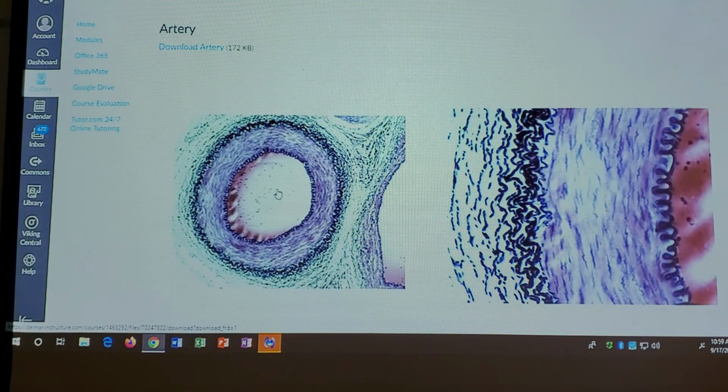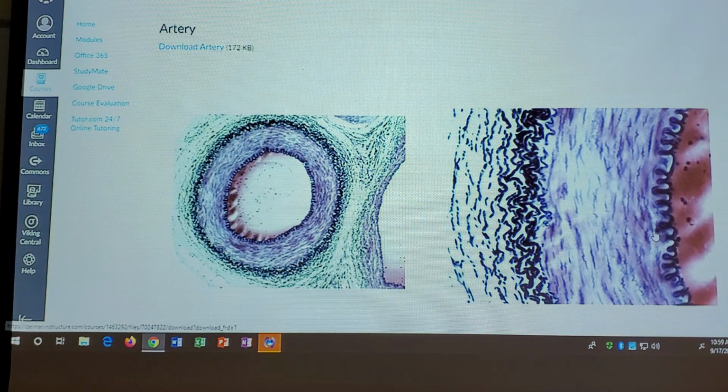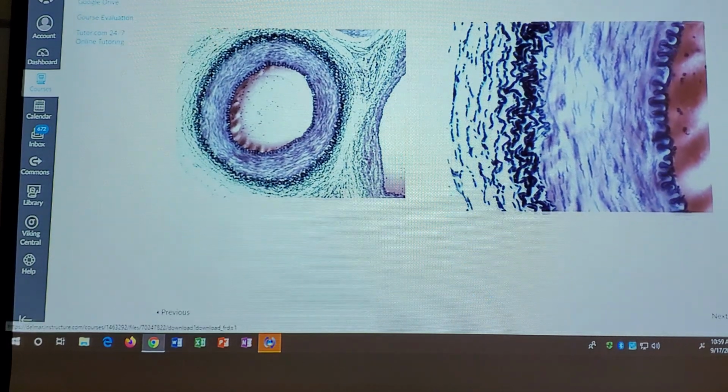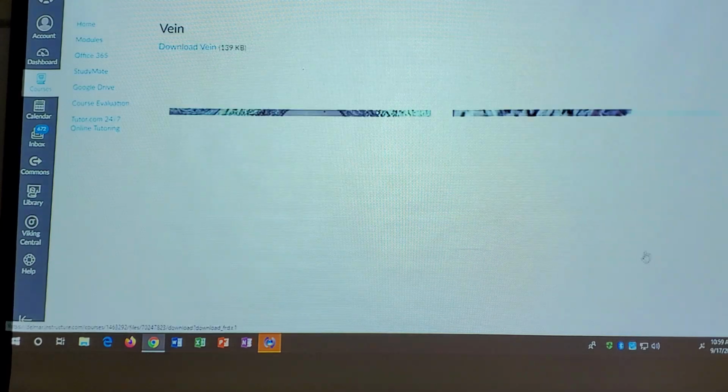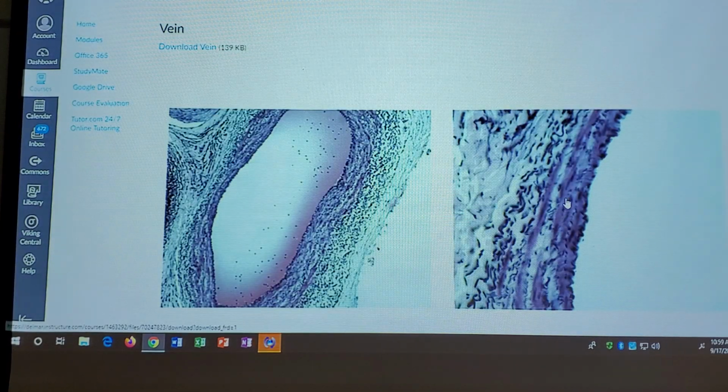Here's the close-up of the artery with the tunica interna, the tunica media, and the tunica externa. You can see how well defined they are, and lots of muscle with some elasticity to it, okay? And I believe we have a close-up of the vein. And you can see how thin the tunica media is and how broken up these two layers are. They're just not very well defined.